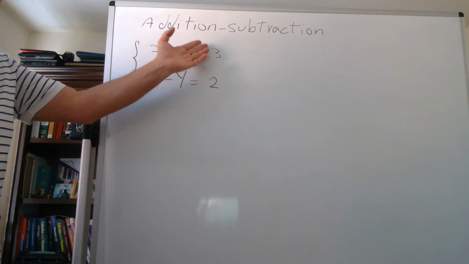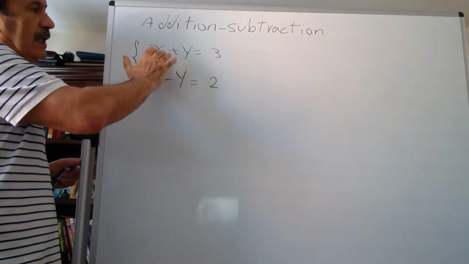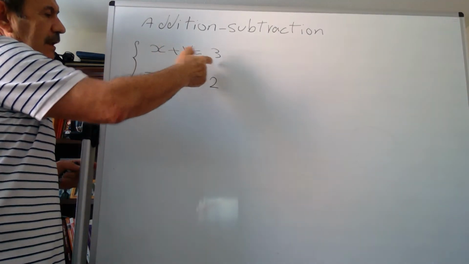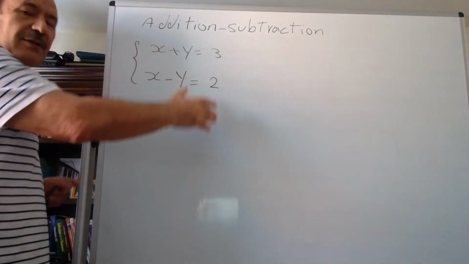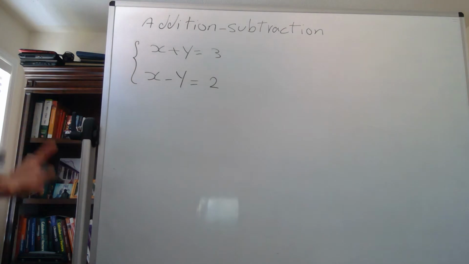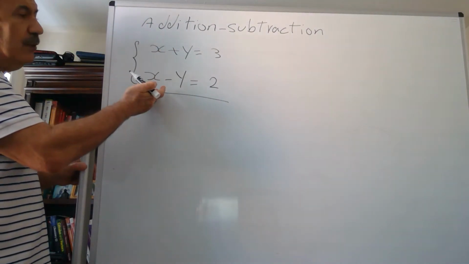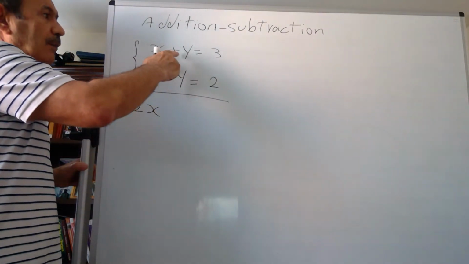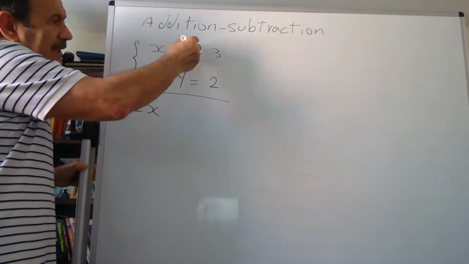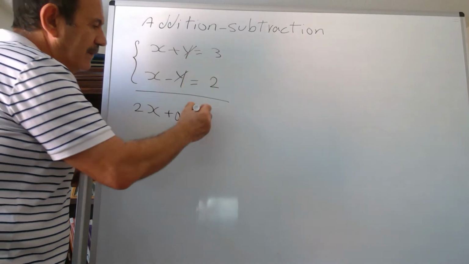Now if I add both sides of these equations, because in the top equation the left side is equal to the right side, and in the bottom equation again the left side is equal to the right side, if I add the left sides to each other and the right sides to each other, the third equation is again going to be right. So I'm adding these two equations. x plus x gives us 2x, and positive y and negative y cancel each other. It's going to be 0. Is equal to 3 plus 2, which is 5.